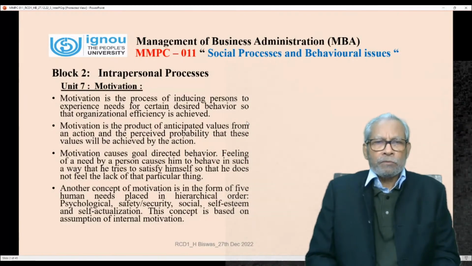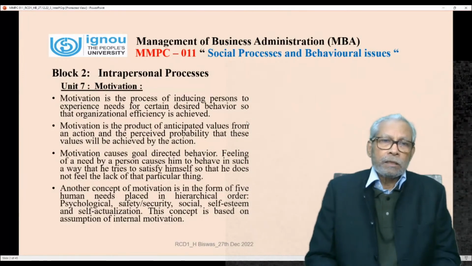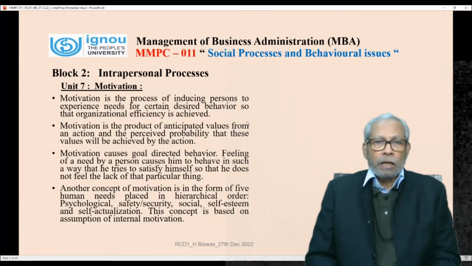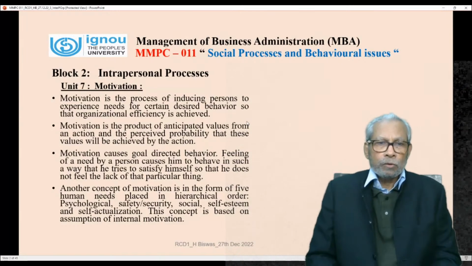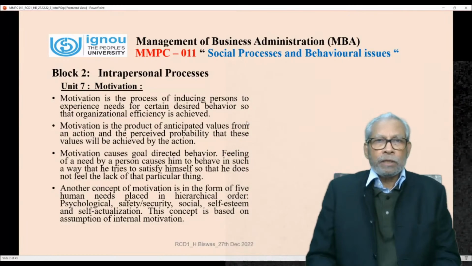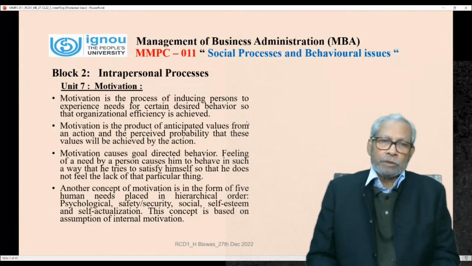Another concept of motivation is in the form of five human needs placed in hierarchical order. As we know, that is Maslow: physiological, safety, security, social, self-esteem, self-actualization. They are in a pyramid shape, so the base is basically the basic needs. First is the lower level, that is your physiological layer. Then after that, the safety and security layer, social, and like this. This concept is based on the assumption of internal motivations.